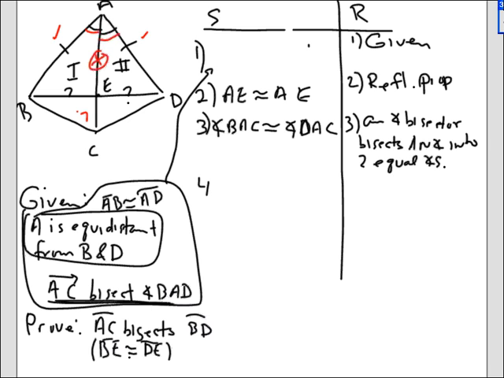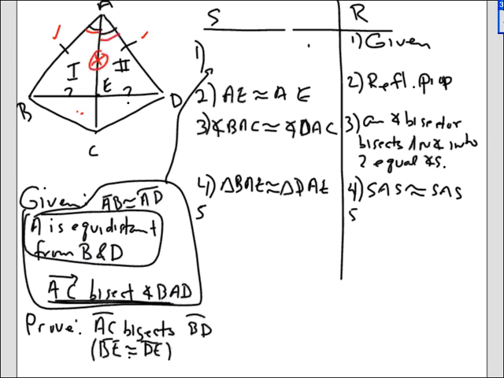So now the picture is complete. Everything in the picture is valid, even the stuff in red. I can now say that triangle BAE is in fact congruent to triangle DAE. And the reason is SAS. SAS is congruent to SAS.